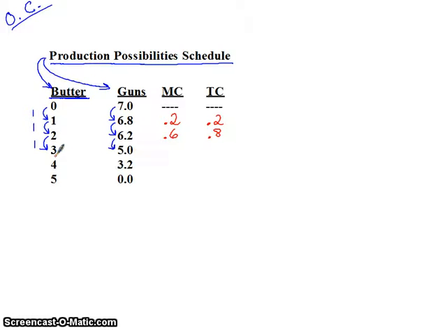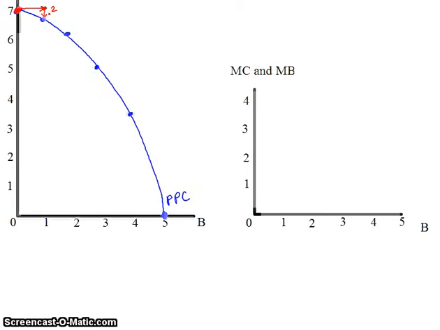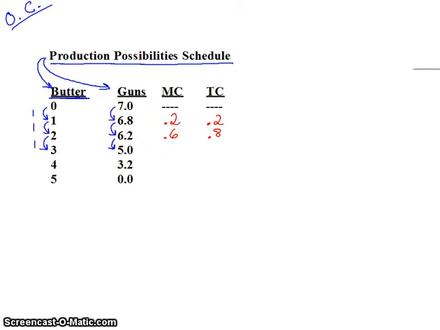How about for the third one? By the way, let's do that on the graph first. If he adds a second unit of butter, goes from 1 to 2, then he has to give up 0.6 guns. Okay, that's the concept. Add some butter, have to give up some guns. Let's continue the whole way down.